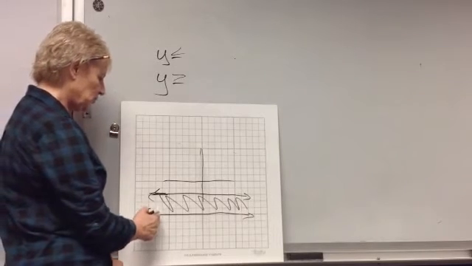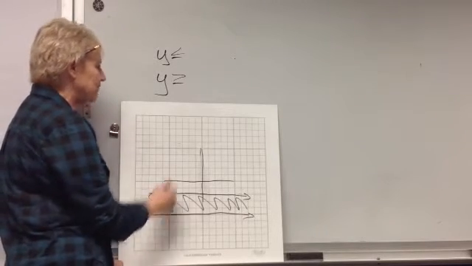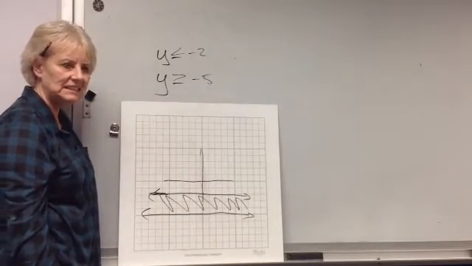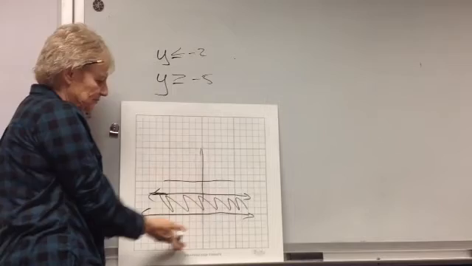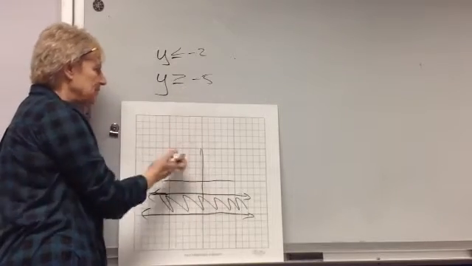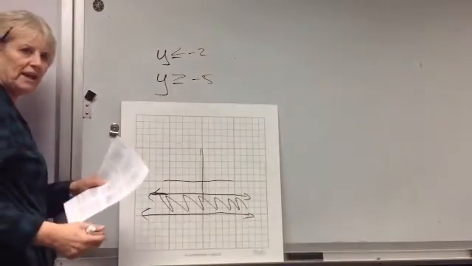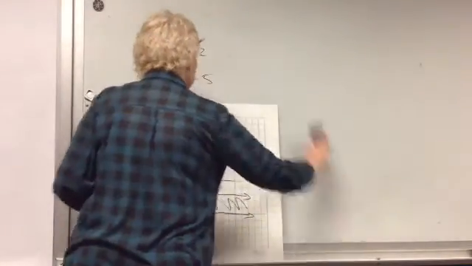And so this one was -4, and this one, -5 and -2. Under is the -2, above is the negative 5. Okay, another one of those, writing it from a picture.